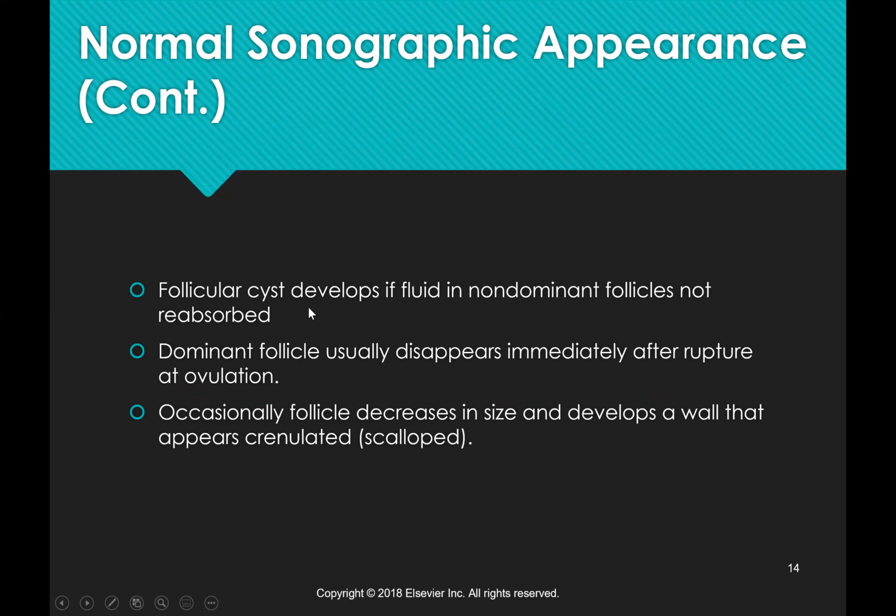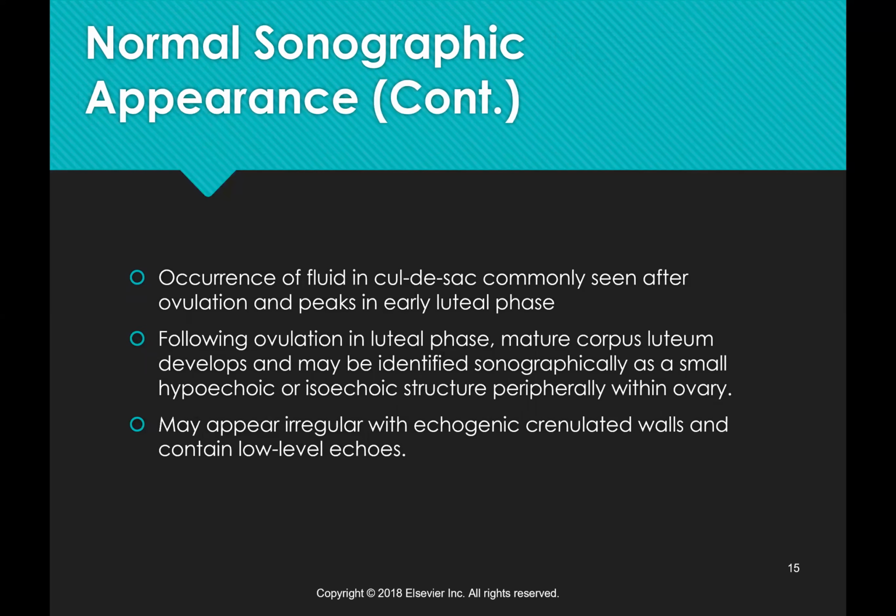So a follicular cyst develops if fluid in non-dominant follicles is not reabsorbed. And the dominant follicle usually disappears immediately after rupture. Sometimes it can look like a little scrunched up version of itself for a second before it turns into the corpus luteum. This is when you can see some fluid in the cul-de-sac during this time. It's pretty normal to see some fluid after ovulation.